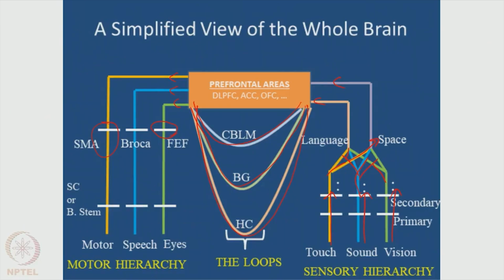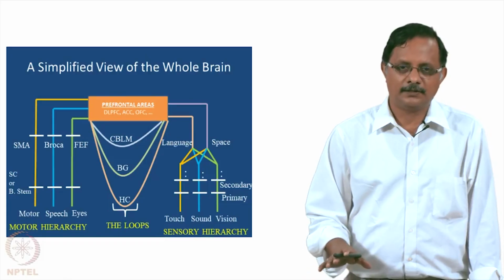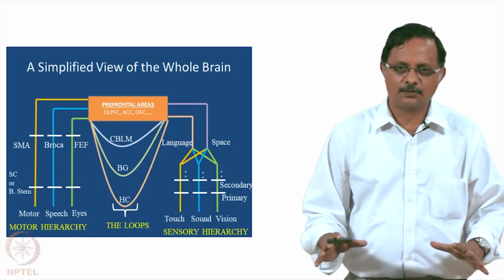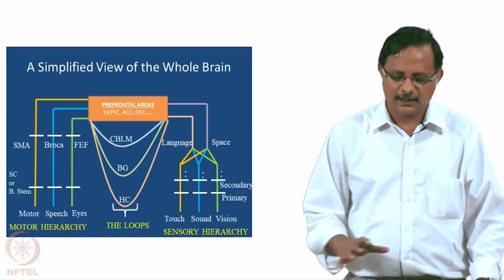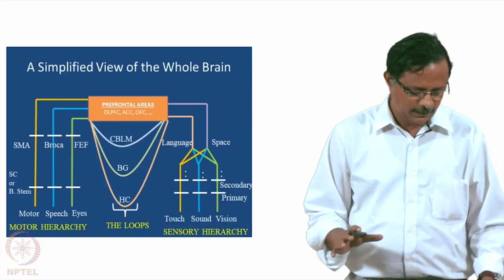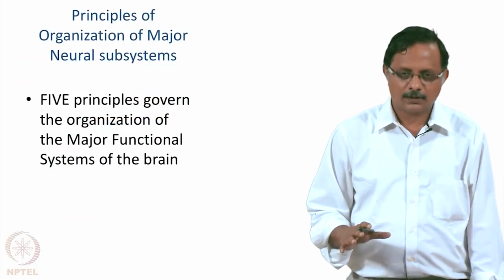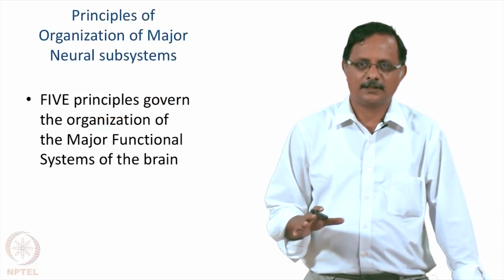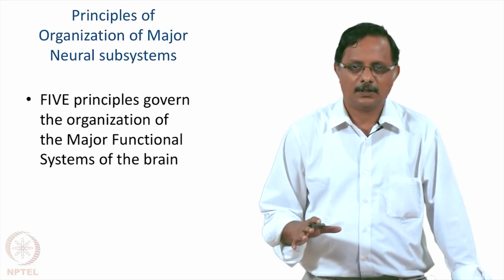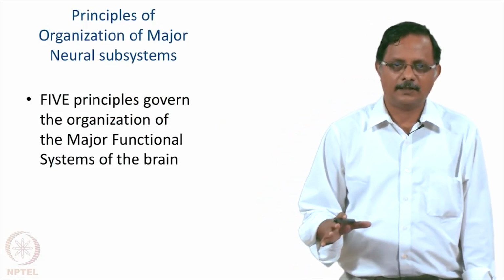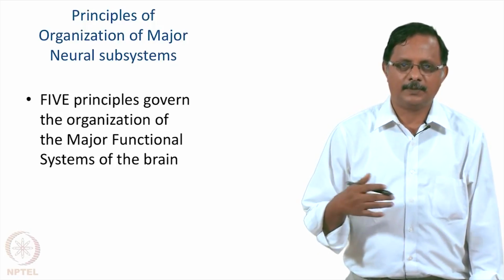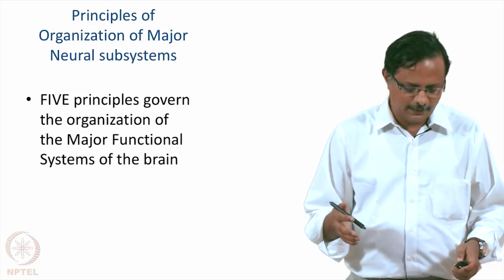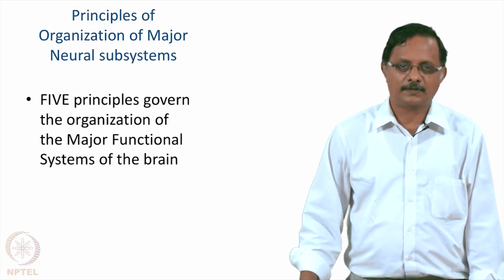So, like I said, this is a very simplified cartoon picture just to put everything that we have learned in the last two segments of this lecture in a kind of a single framework, right. So, let us summarize some of these main organizational principles of the neural systems that you find in the brain. 5 principles have been described typically, right. These principles are as follows.